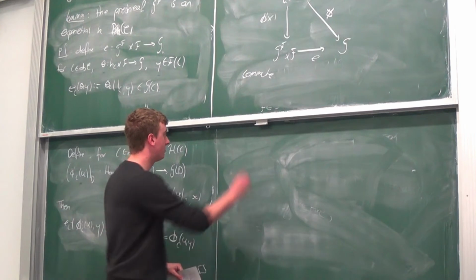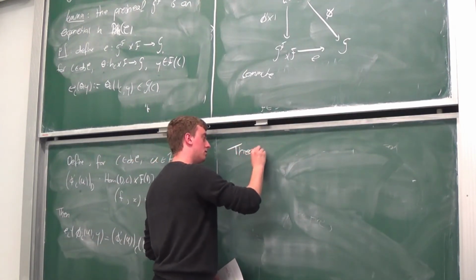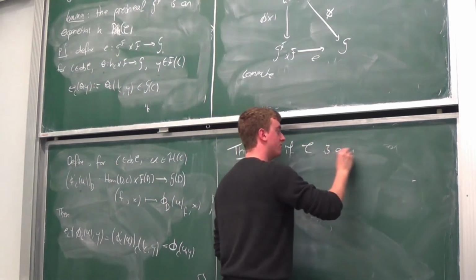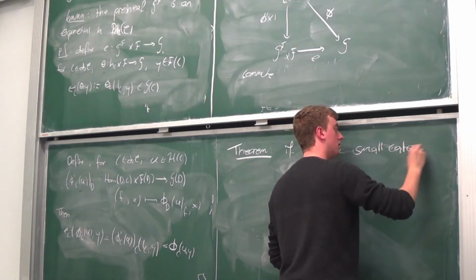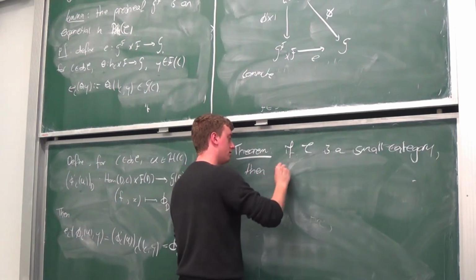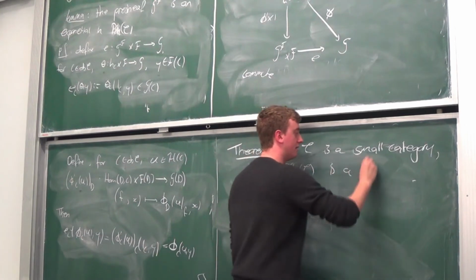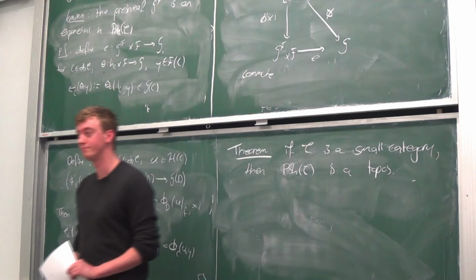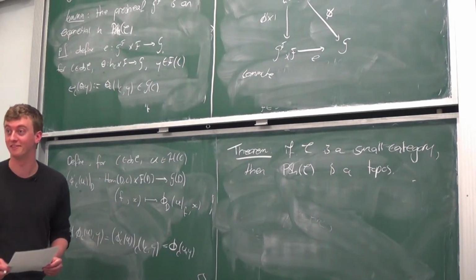So then the theorem, we've proven putting all this together: if C is a small category, then the category of presheaves on C is a topos, which is what I've been claiming for the last few talks.